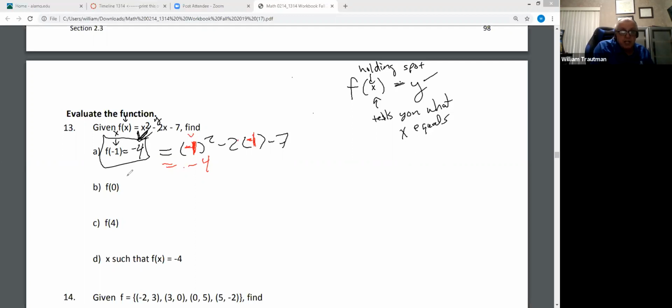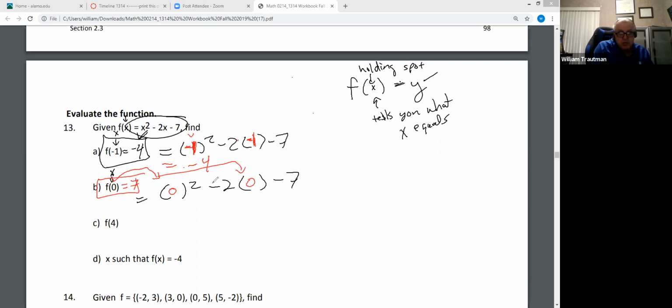Okay, let's plug x into the function now, 0. This is the same function up here: x squared minus 2x minus 7. This time, we're plugging 0 into the function. Everywhere you see an x, we're plugging a 0. And when you do that math, you get 7. 0 squared minus 2 times 0 is 0 minus 7.